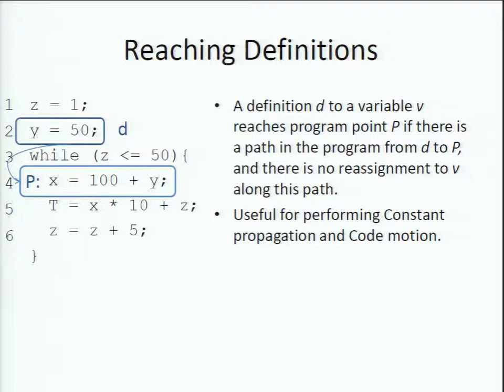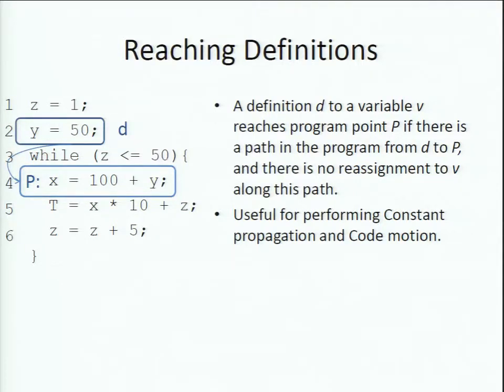So there isn't. So what about statement 5? Statement 5 uses z, right? So which definitions of z are reaching statement 5? You can see that z equal to 1 clearly reaches statement 5, but z equal to z plus 5 also reaches statement 5 because it's a loop. The execution is going to flow from 6 to 3 again, and therefore z equal to z plus 5 is also going to reach statement 5.